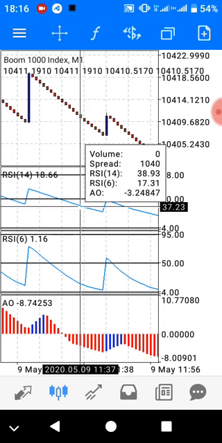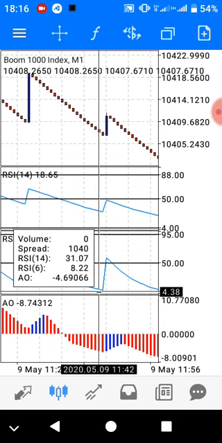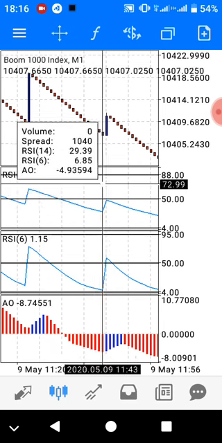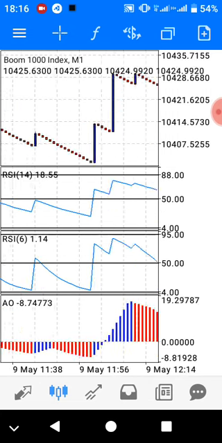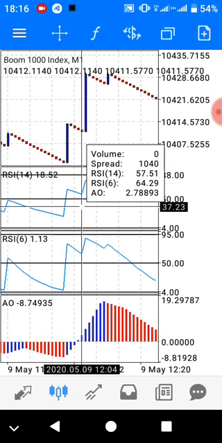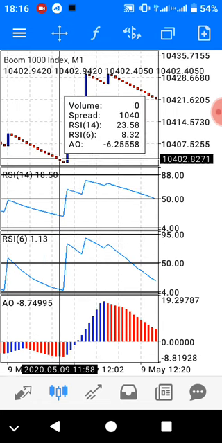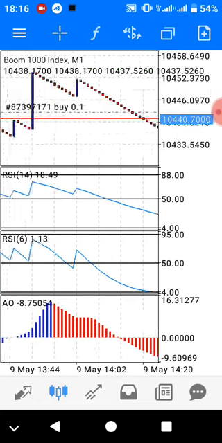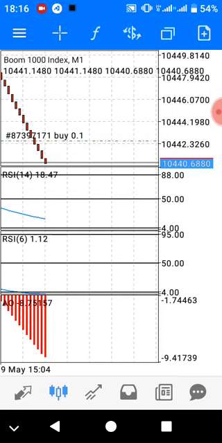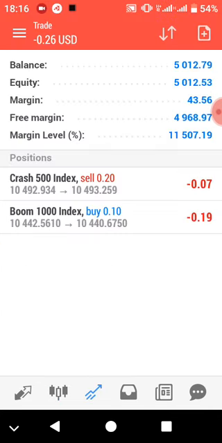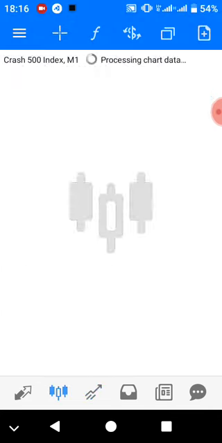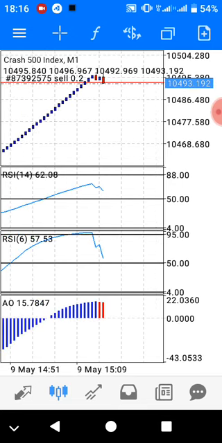Here the RSI 6 touched the level 4 and it spiked. Here RSI 6 touched level 4 and it spiked. Okay, there is our buy and our sell. It's telling us that there was a spike, but it was not that huge. We wait for the market. There will be another spike.